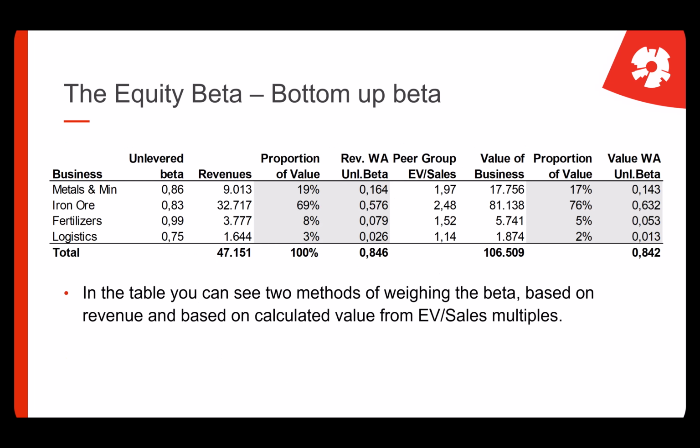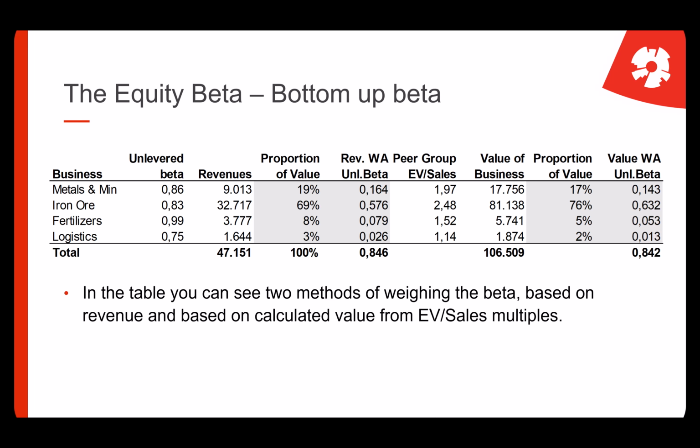Here we have a practical example of estimating bottom-up beta for a diversified company. Now each business unit has a different risk profile, reflected in its unlevered beta. For example, fertilizers have a higher beta at 0.99, while logistics is lower at 0.5.